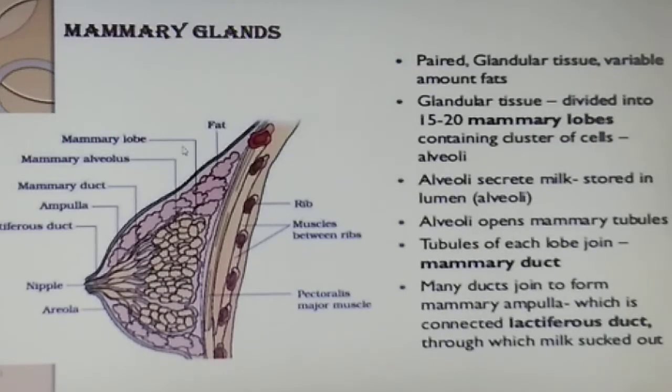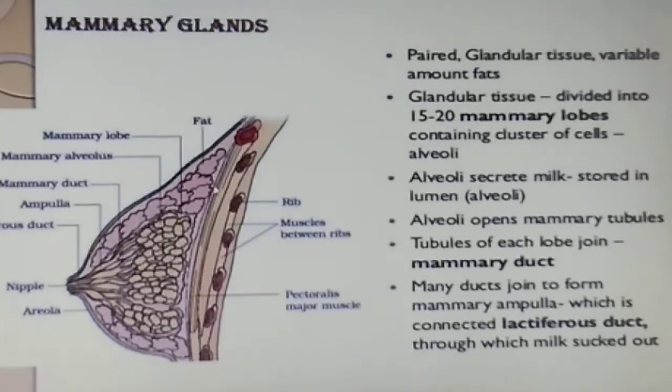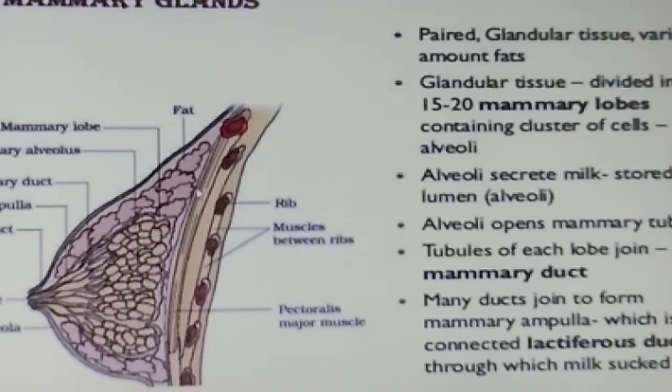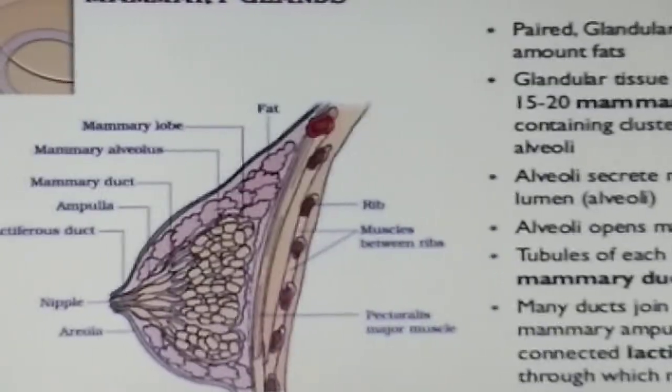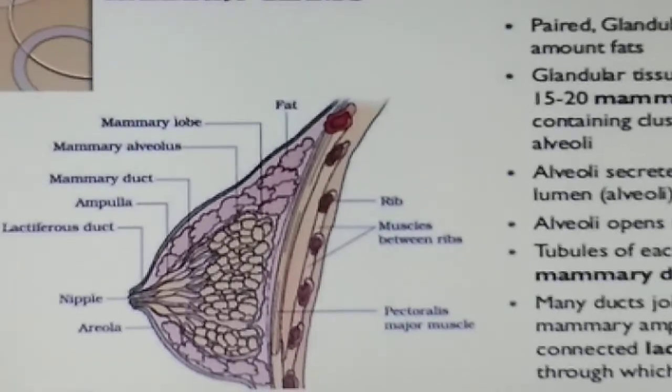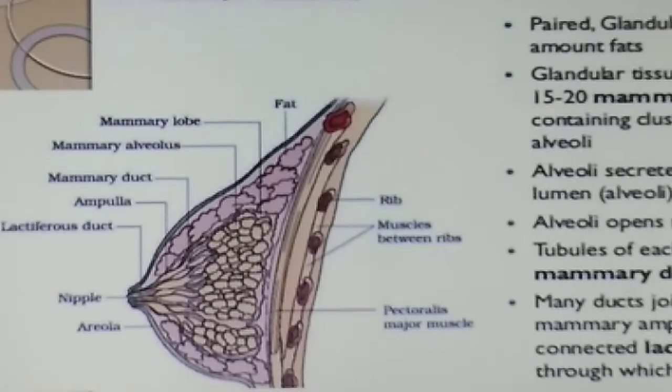Talking about the mammary gland, students, I would like to show you the structure. Look at the structure very carefully. These are paired glandular tissue, with a variable amount of fat present in them. And a functional mammary gland is characteristic of all female mammals. So the mammary glands are paired structures that are known as breasts, that contain glandular tissue and a variable amount of fat.